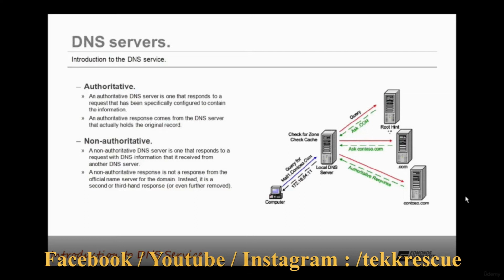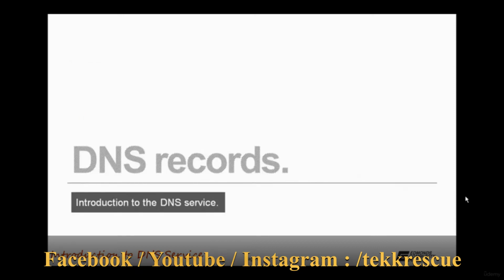Then there are non-authoritative DNS servers. Now, a non-authoritative DNS server is one that responds to a request with DNS information that it received from another DNS server. A non-authoritative response is not a response from the official name server for the domain. Instead, it is a second or third-hand response that's given back to the requester. In most cases, when we send a DNS request, we get a non-authoritative response back. Now let's move on to the various DNS record types.